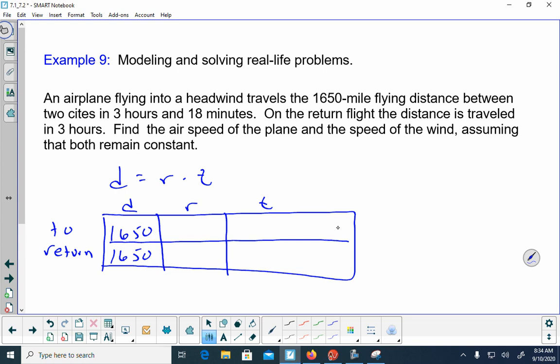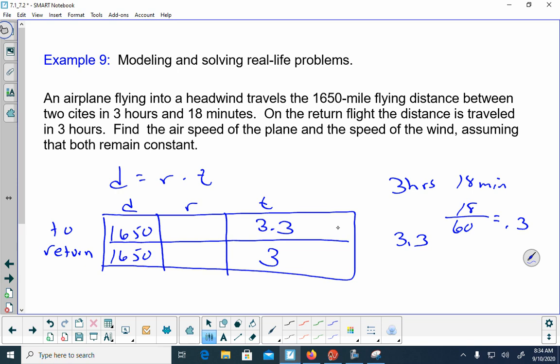Going there, they can travel in 3 hours, 18 minutes. I have to change that to just hours. So I'm going to have to change that 18 minutes into a fractional part of an hour. To do that, I would take 18 and divide it by 60, and I get 0.3. So this is 3.3 hours. That's my time going there. My time on the way back is only 3 hours, which means the wind is helping me.